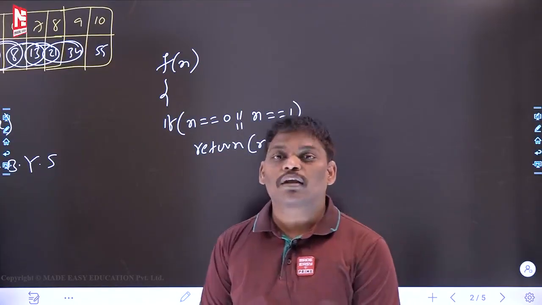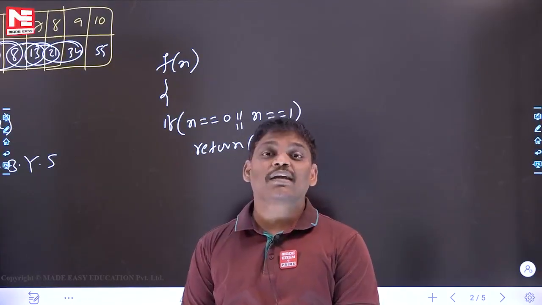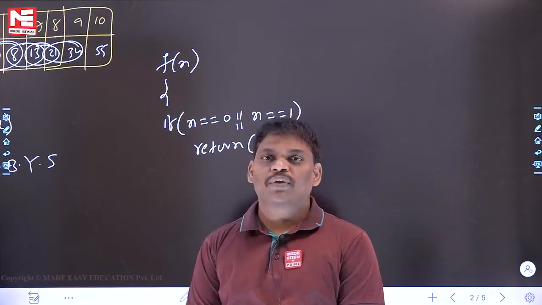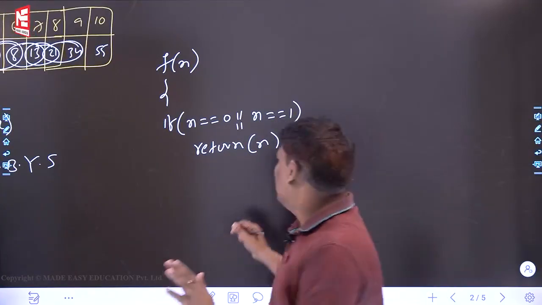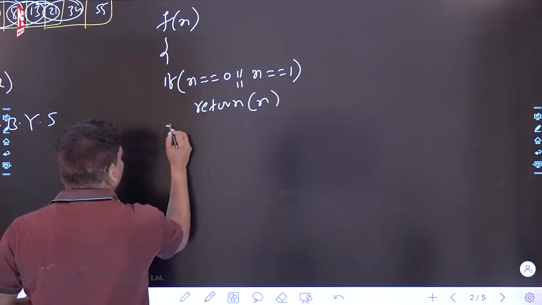I am not returning 1. I am not returning 0. I am returning n. If n is 0, return 0. If n is 1, return 1. Right? Like that. That's okay. Termination okay. Let's go to the major part, else.